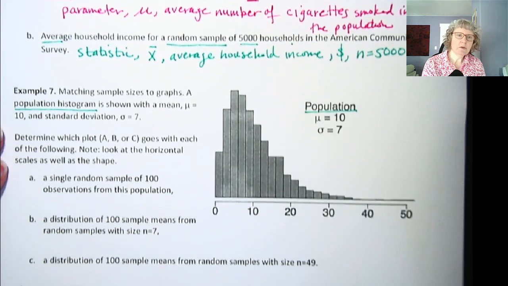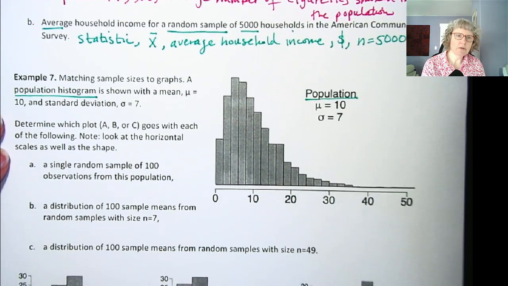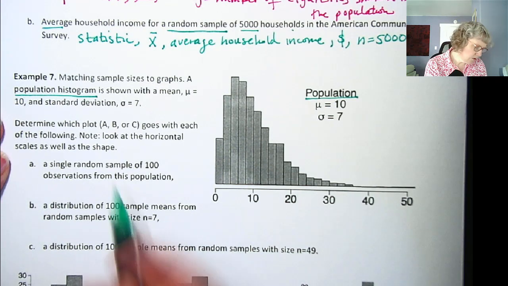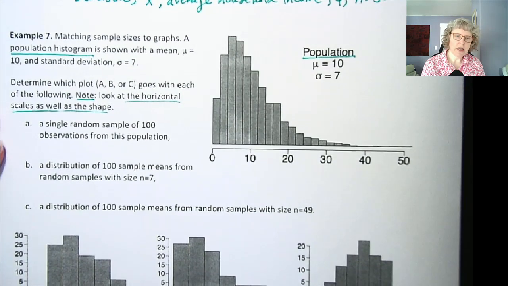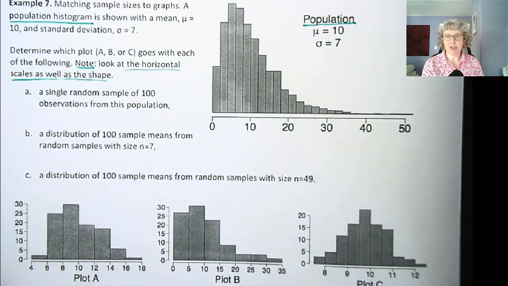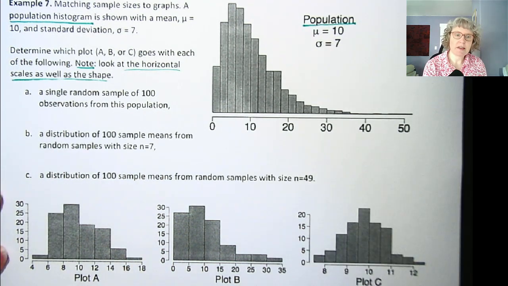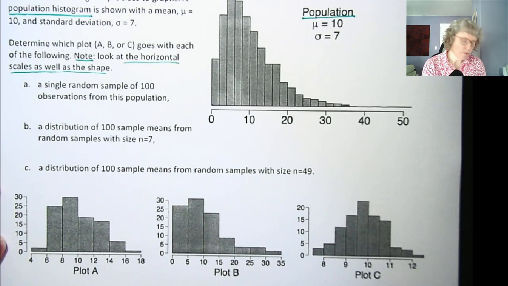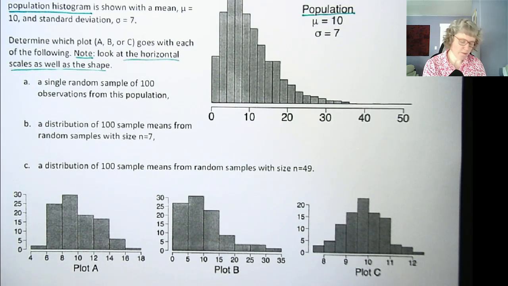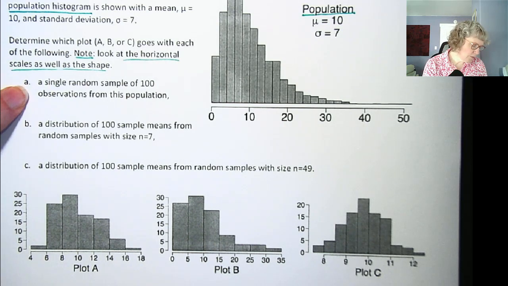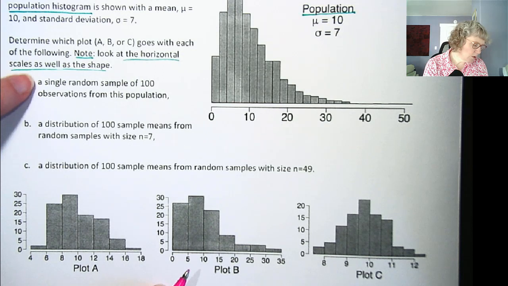Okay, and then the question says, determine which plot A, B, or C goes with each of the following. And there's a note, it says, look at the horizontal scale as well as the shape. Okay, so we want to look at the shape, but we've also seen that sometimes the scale changes, so we need to be aware of that. It's not just the shape changing, but the scale is changing as well. Okay, so we have 3 situations, letter A, B, and C, and then we have 3 plots at the bottom, capital A, capital B, and capital C. So our options here, let me just read all 3 of them. A single random sample of 100 observations from this population.